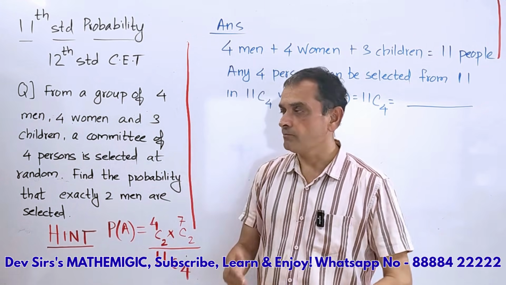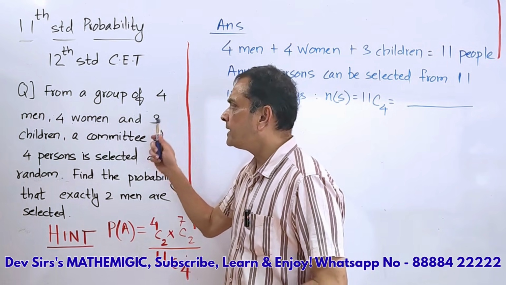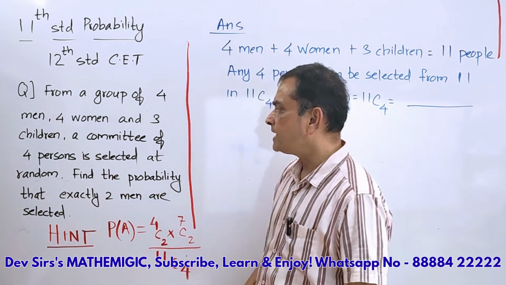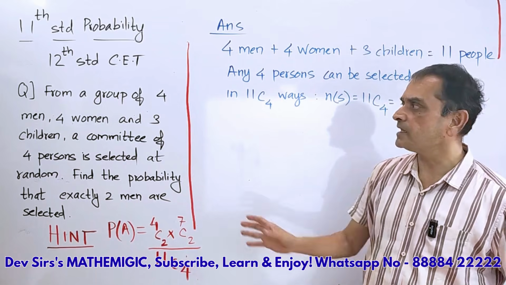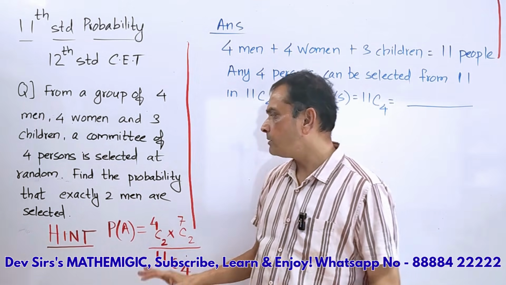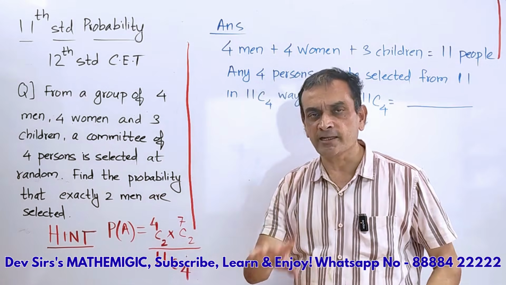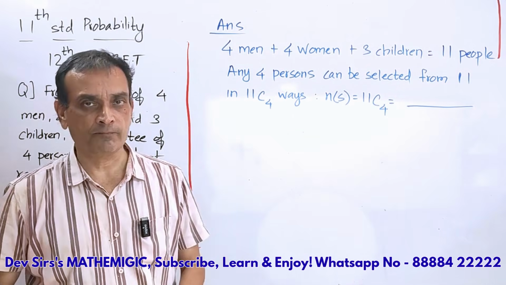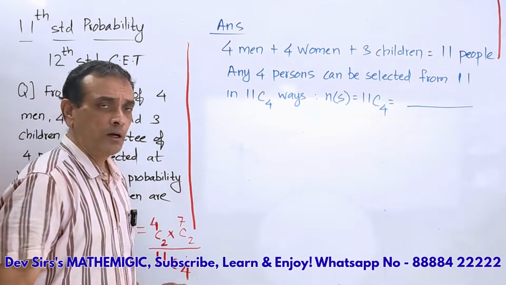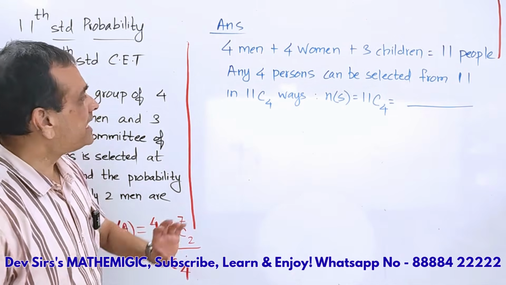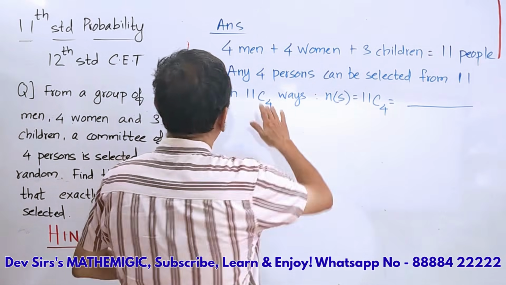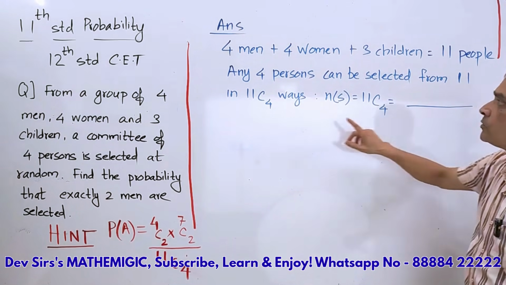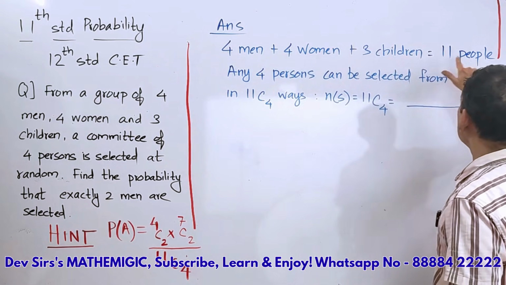Okay, so let's see. From a group of 4 men, 4 women and 3 children, a committee of 4 persons is selected at random. 4 persons selected from all these people. Find the probability that exactly 2 men are selected. In that committee of 4, exactly 2 men should be there. Any 2 men. Okay, right. Now first I have written how many people are there: 4 men, 4 women and 3 children. Count: 4 plus 4, 8 plus 3, 11 people are there.